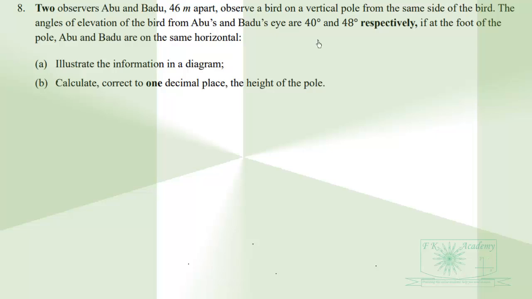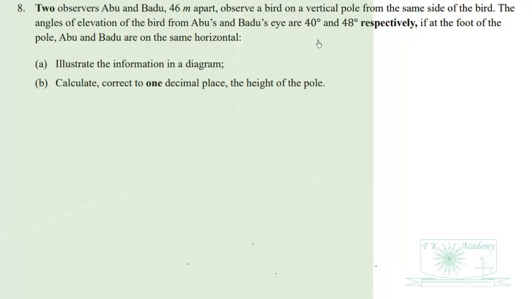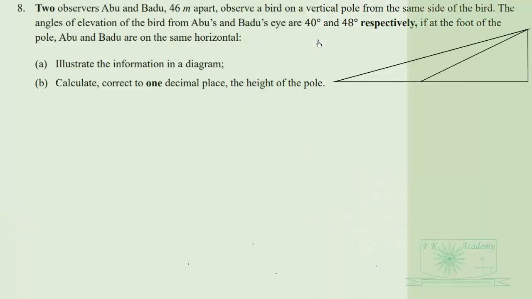We have question number 8 here on angle of elevation. Two observers, Abu and Bedu, 46 meters apart, observe a bird on a vertical pole from the same side of the bed. The angles of elevation of the bird from Abu's and Bedu's eyes are 40 degrees and 48 degrees respectively. If at the foot of the pole, Abu and Bedu are on the same horizontal, illustrate the information in a diagram. So here's the diagram.